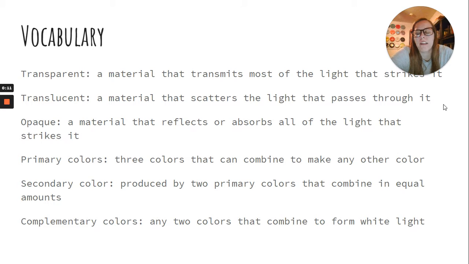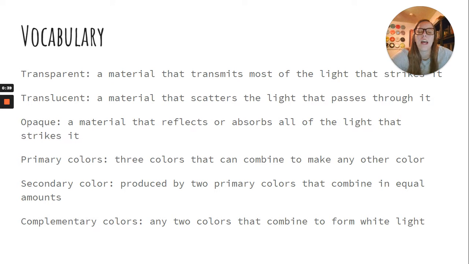First, we have transparent, a material that transmits most of the light that strikes it. Translucent, a material that scatters the light that passes through it. Opaque, a material that reflects or absorbs all of the light that strikes it. The primary colors, 3 colors that can combine to make any other color. Secondary colors, produced by 2 primary colors that combine in equal amounts.